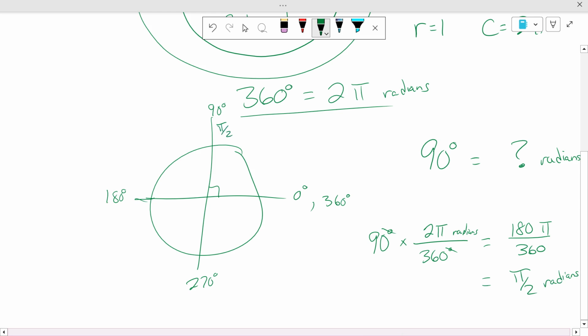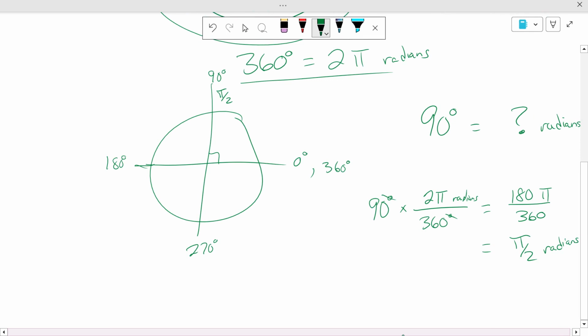Now, when we're in radians, we're not going to write radians after every single one of these. Okay? So if there's no label on it in trig, you assume that it's radians. If there's a degree sign, then you assume it's degrees. If there's no symbol on it, then you assume it's radians.